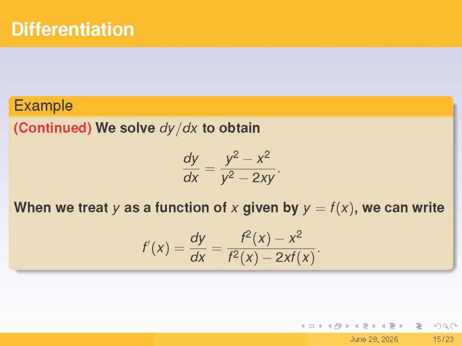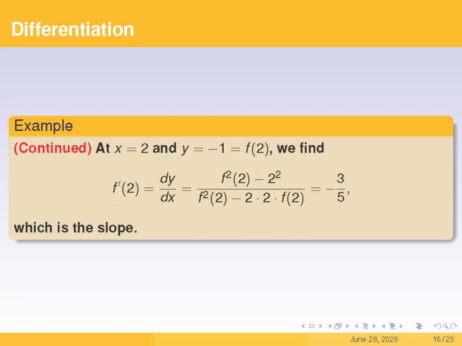The variable y in this mathematical expression can be regarded as the function f of x, as shown on the last line of the screen. To calculate the slope of the tangent line at the point (2, -1), we consider that when x equals 2, its function value f of 2, which is the y value, is equal to -1, as shown on the first line of the screen. Therefore, the slope is found by calculating f prime of 2, which gives us the answer on the second line.